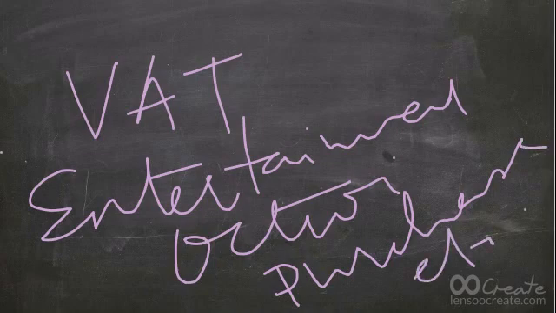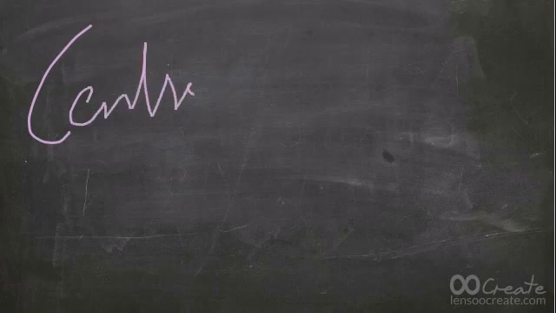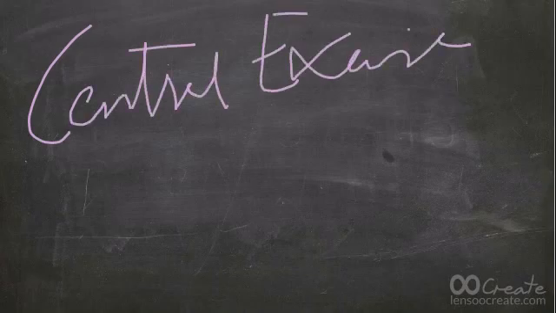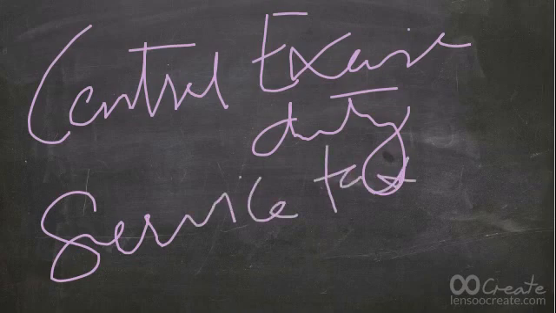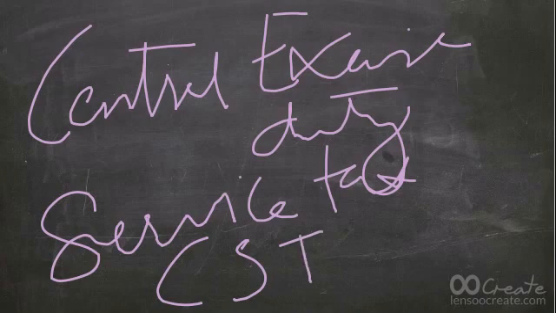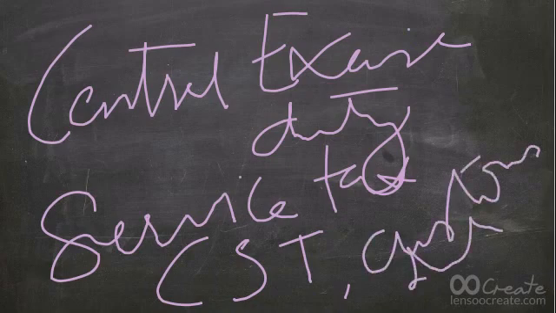And those central taxes which were prevalent in our country, like central excise duty, service tax, central sales tax CST, then special additional duty of customs duty, etc., got subsumed into CGST. So these are the taxes which got subsumed or replaced under the current GST regime.